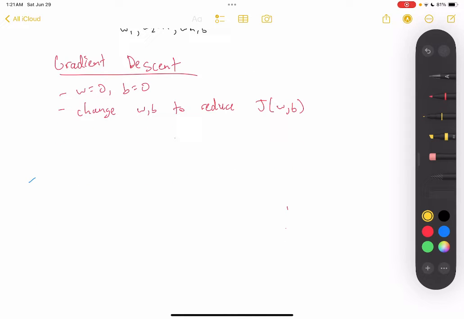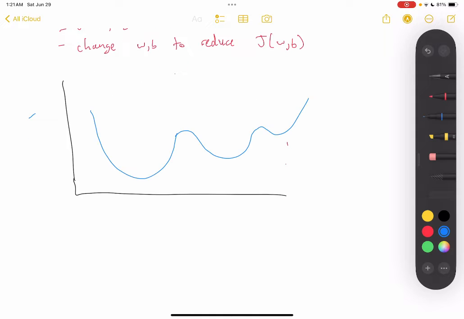So say we have our cost function, and it looks something like this. We want to reach a minimum of the cost function because we want to minimize the error of our machine learning algorithm. So we'll try to find the minimum. Gradient descent will find the values of our parameters to minimize our cost function. And this is the minimum right here.